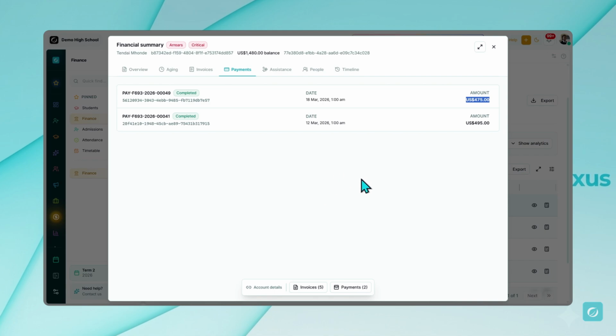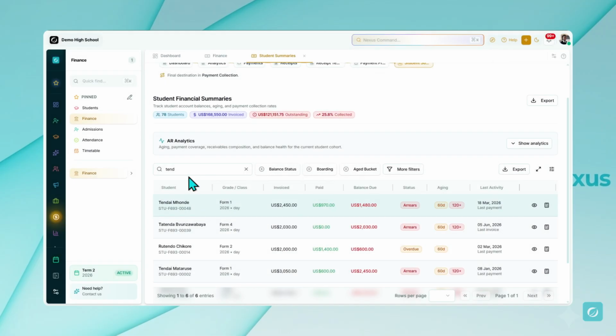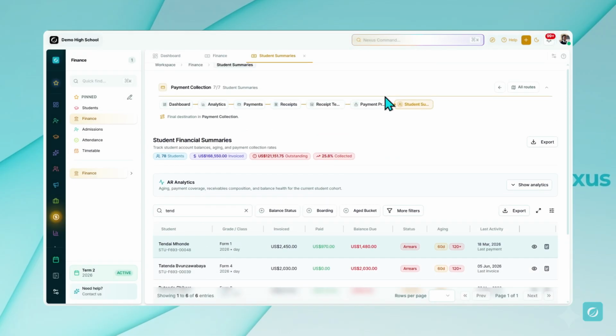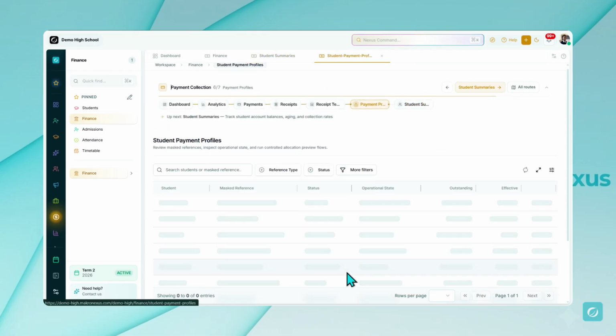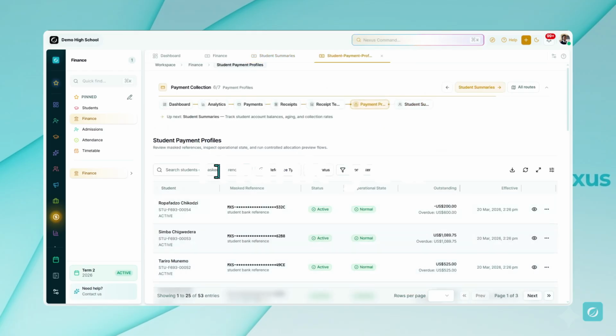That is the power of Makronexus Finance. Not simply that we record invoices and payments, but that we can prove where the money came from, why it was allocated that way, where every dollar went, and who was accountable for each step.